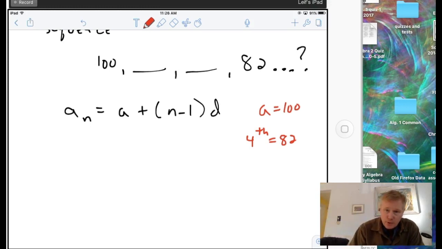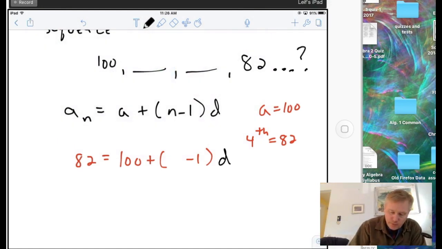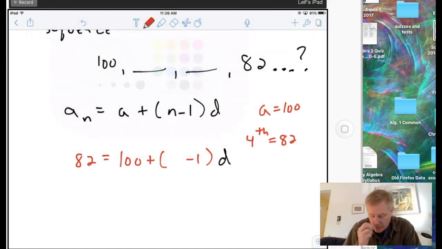Okay, so what I'm going to do is plug in, I know that the fourth number is 82, so if I plug in my 82 there, and I know that first number is 100, and I need to find out what D is. That's really what the problem here is asking for. Now this is probably not the only way to do this, but it's the way I'm going to go about it. And I also know that, the fourth number, when I plugged it in, I got 82. So N is 4 in this case.